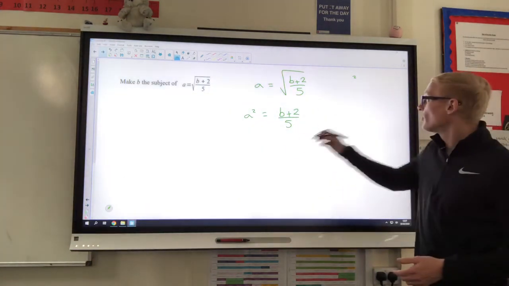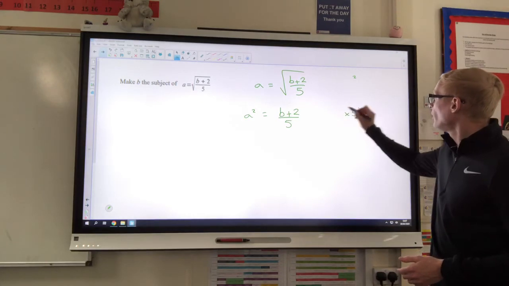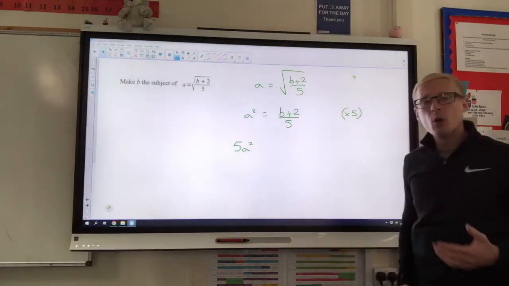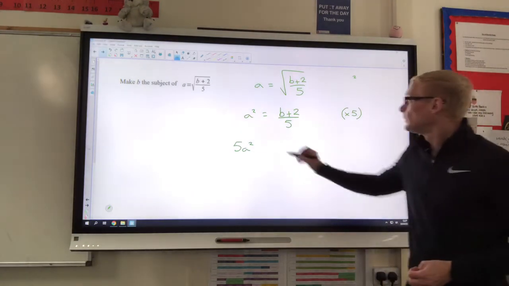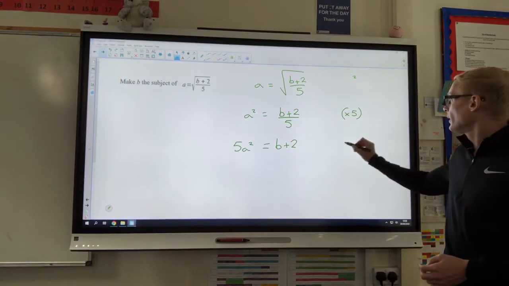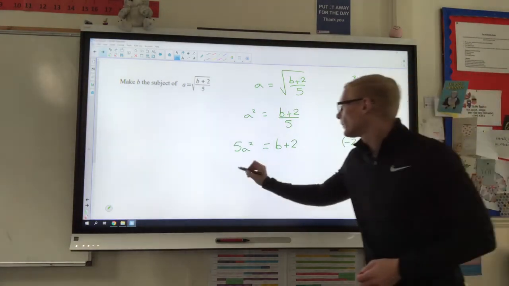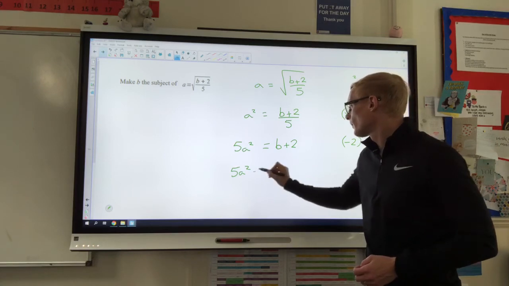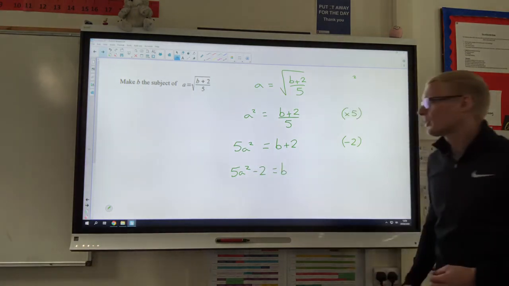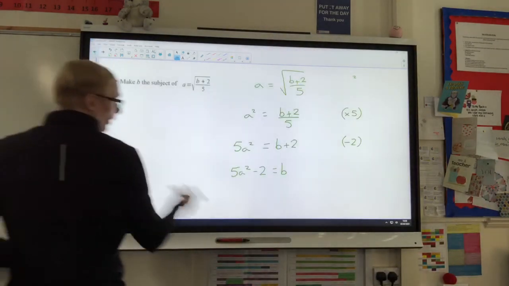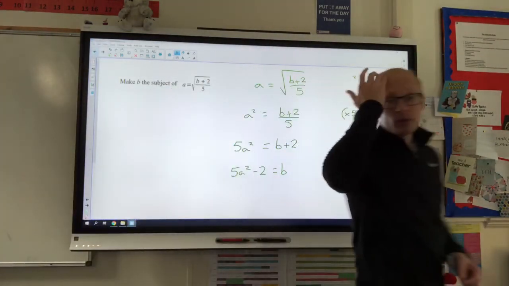Now from here, we need to move the 5, which means timesing by 5. I'm always going to write the whole number in front of the algebra there. And then finally, get rid of the 2. And that's your answer there. Okay, so that's all the examples I've got there.